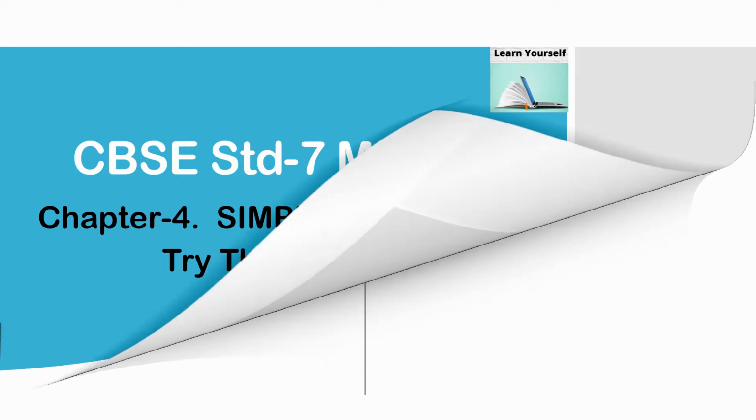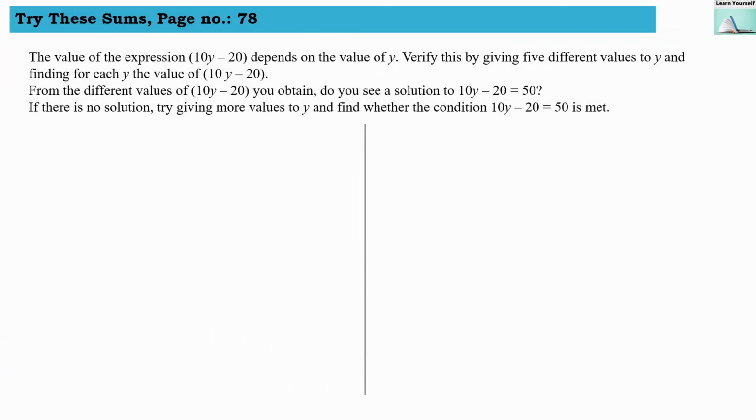Simple equation. Try these sums, page number 78. The question is: the value of the expression 10y minus 20 depends on the value of y. Verify this by giving 5 different values of y and finding for each y the value of 10y minus 20. So this is the first question, and this we will treat as a second question.